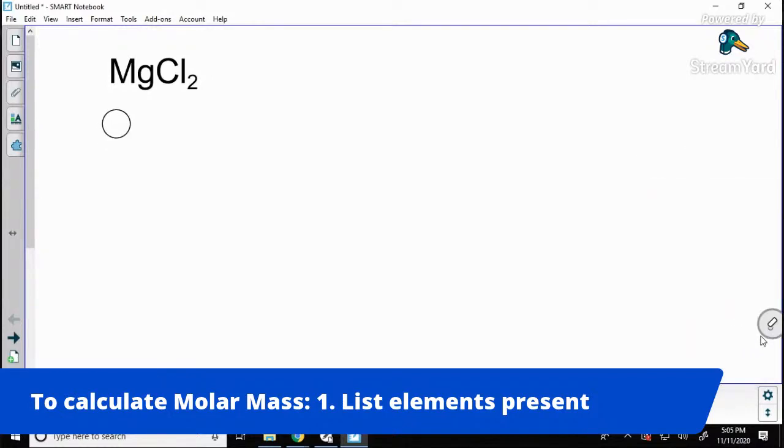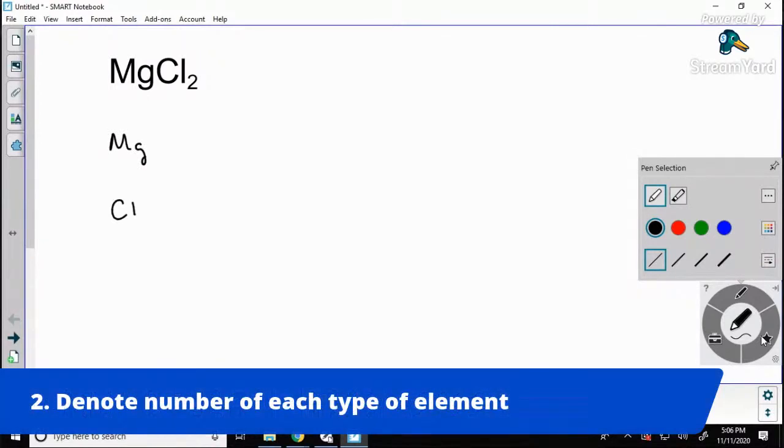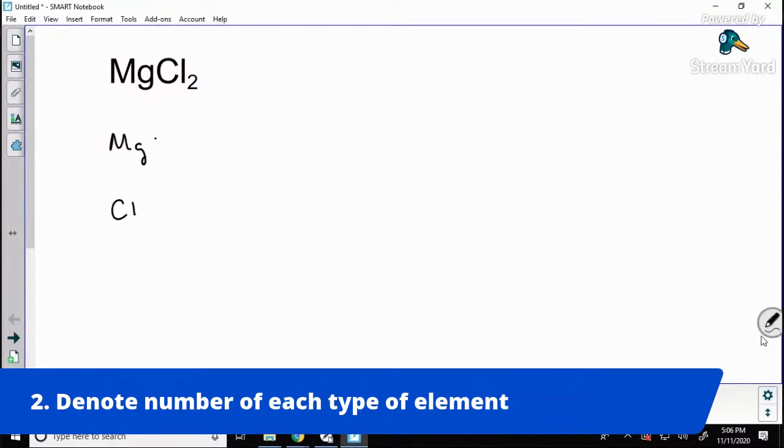So I have magnesium. Get my pen pulled up. I have magnesium and I have chlorine. The next thing I want to do again is denote the number of each type. So magnesium with that unwritten subscript of 1 tells me I have 1 magnesium. Chlorine with the subscript of 2 tells me 2 chlorines. So I've denoted each type.